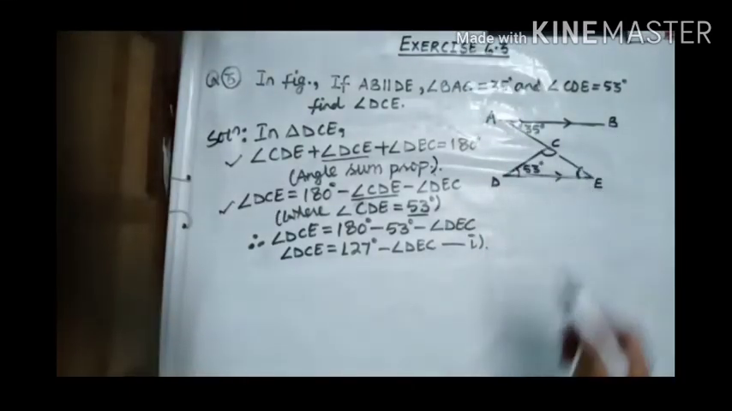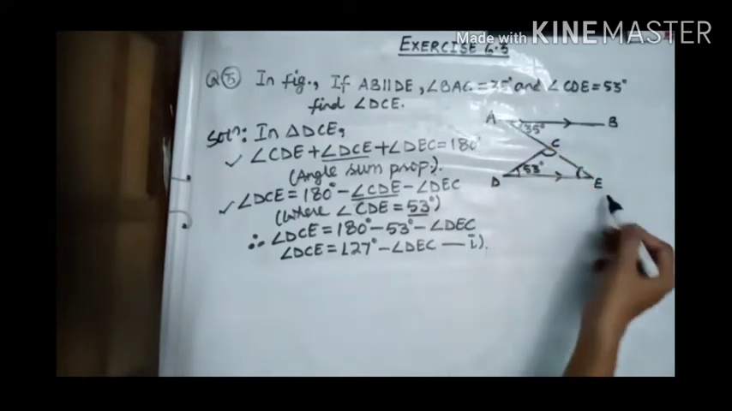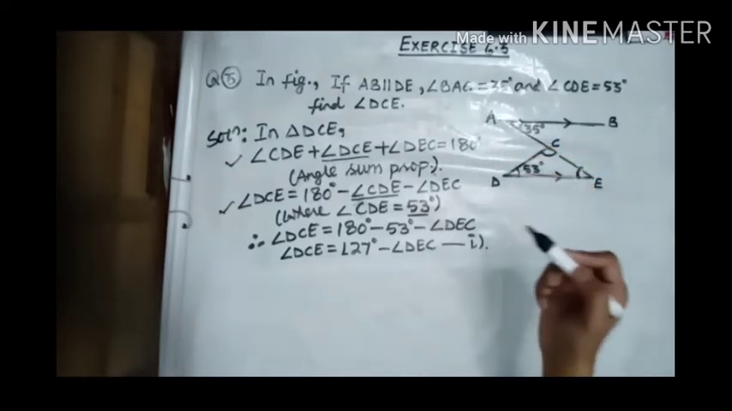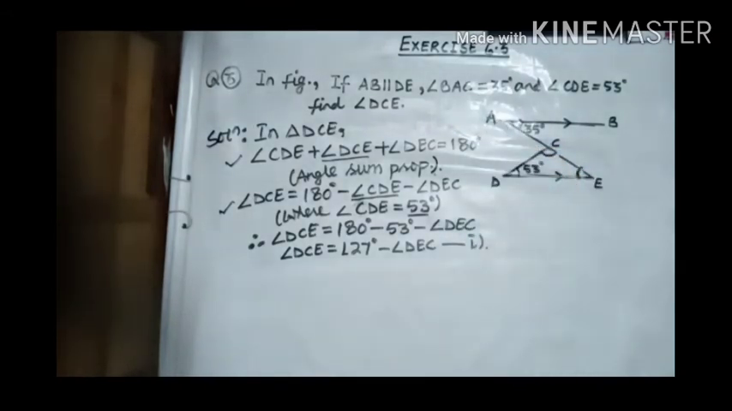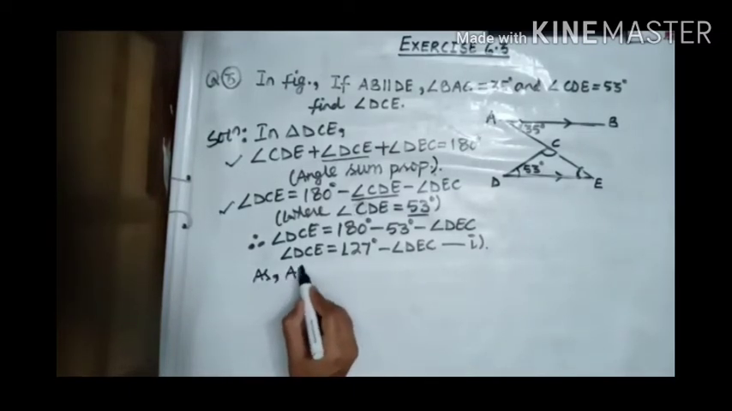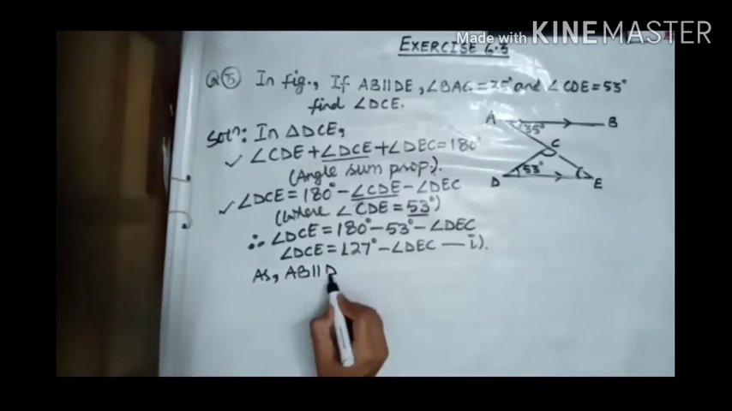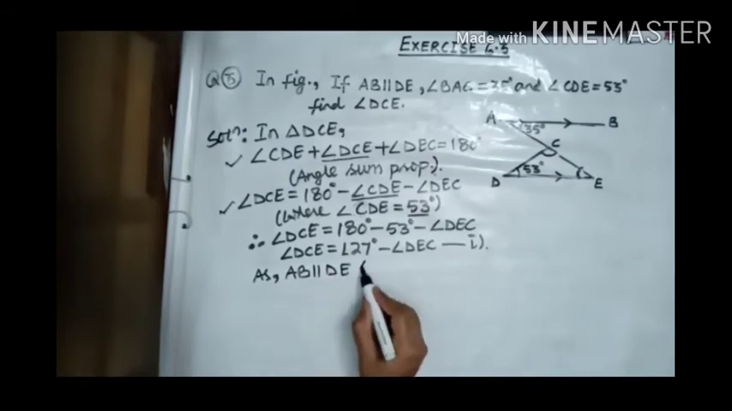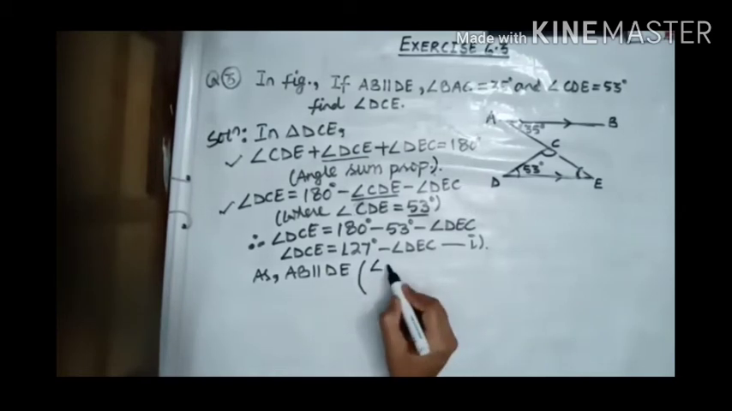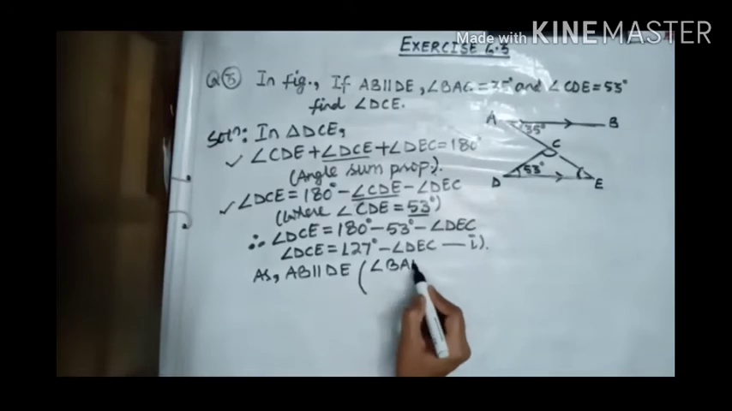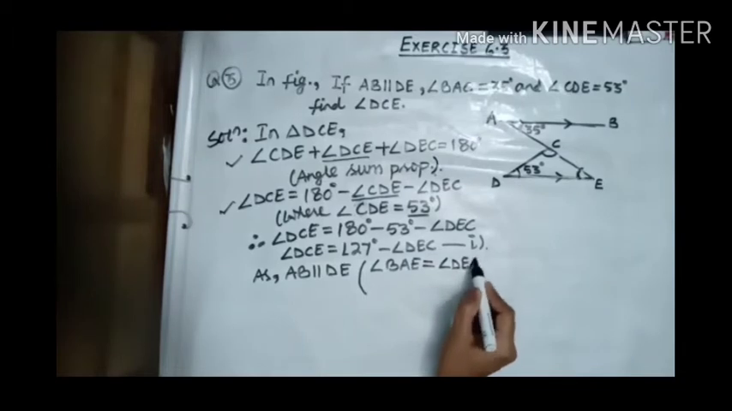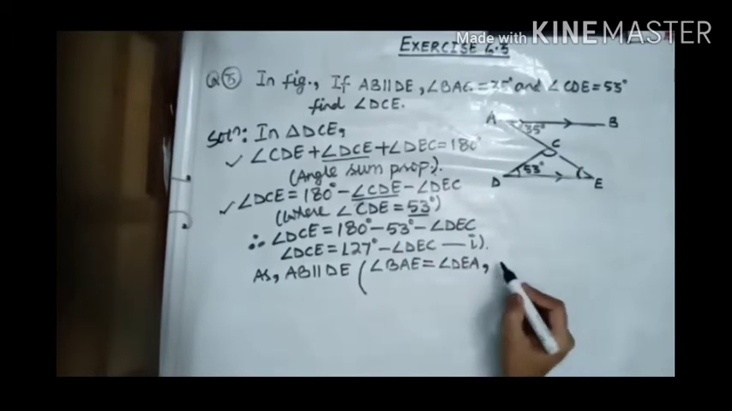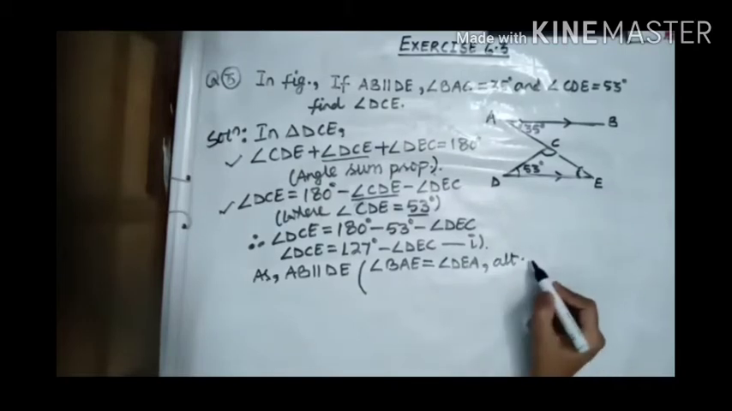As AB is parallel to DE, therefore for the transversal AE, the alternate interior angles so formed, like BAE and angle DEA, will be equal to each other. So as AB is parallel to DE, therefore alternate interior angles, angle BAE and angle DEA will be equal to each other. Reason: alternate interior angles.